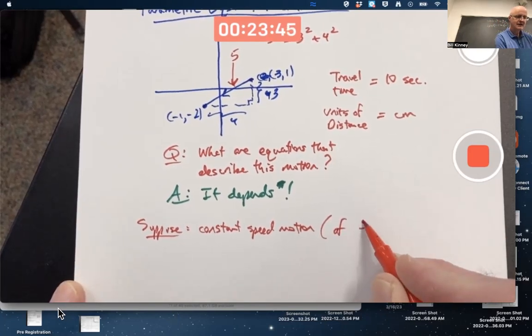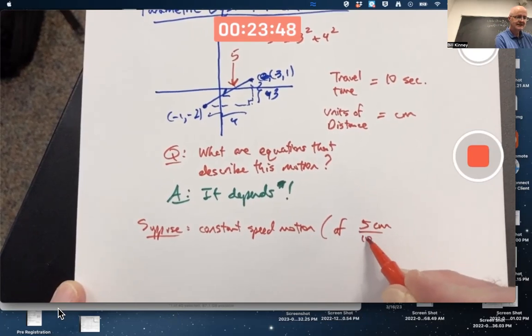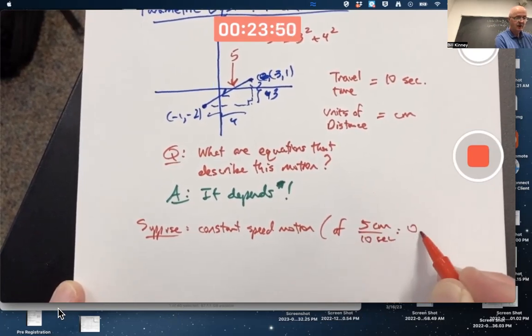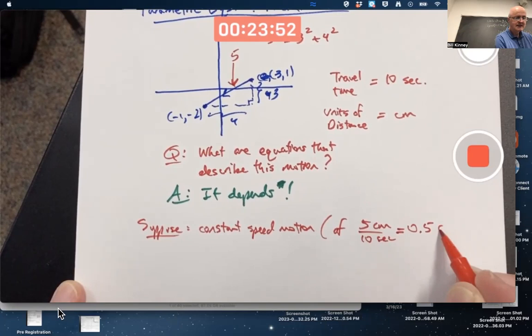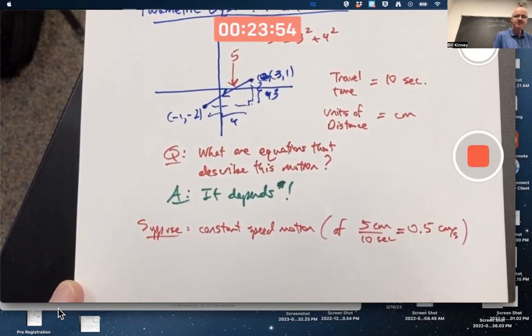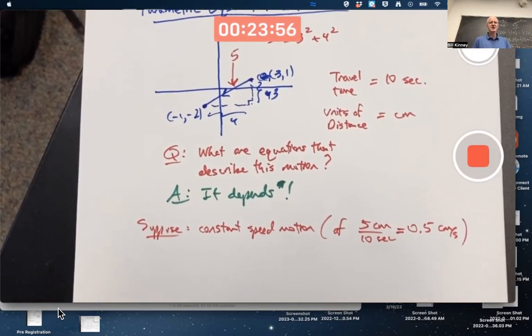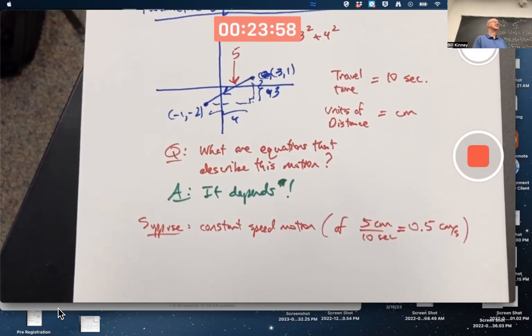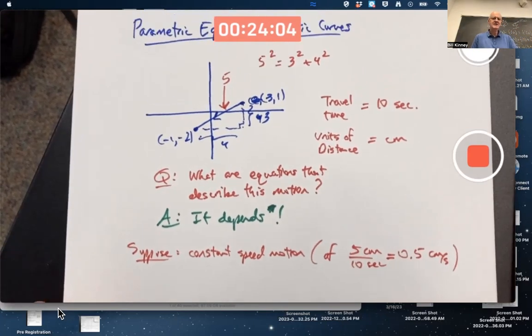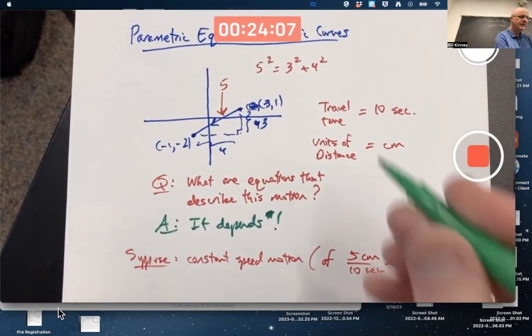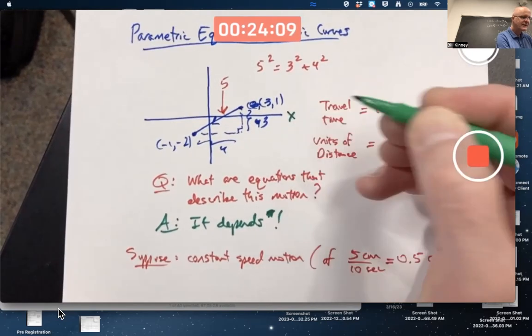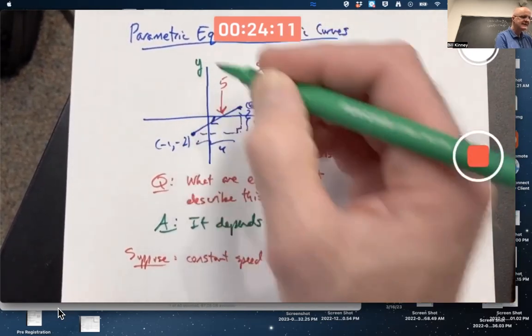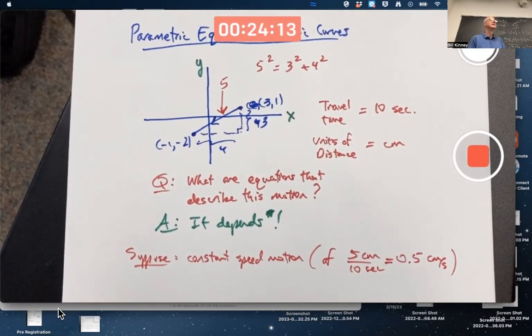5 centimeters per 10 seconds, 0.5 centimeters per second. But that doesn't really answer the question of equations that describe the motion. How do you come up with equations that describe the motion? Well, come back up to the picture here. What should I label these axes with? How about the usual x and y? Let's not break tradition.